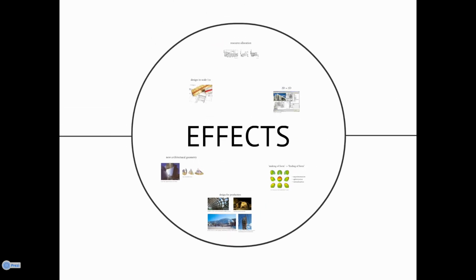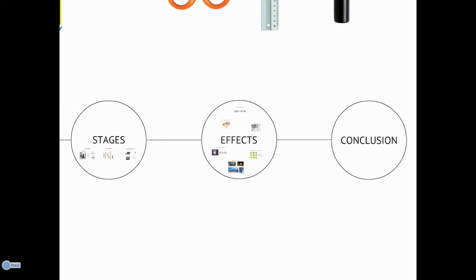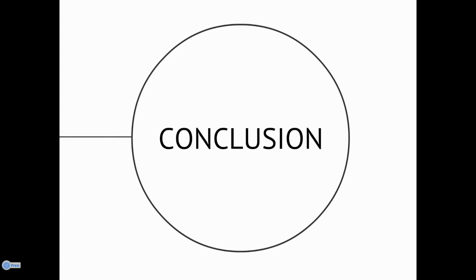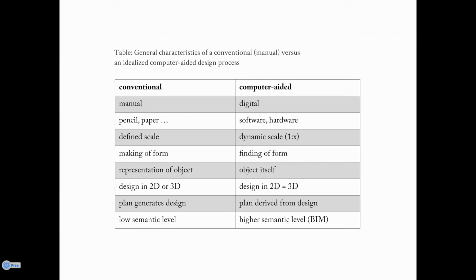I would like to conclude by comparing the characteristics of a conventional design process with a computer-aided design process. Now on the left side you see the properties of a conventional design process, where manual tools such as the pencil or the paper are being used, whereas in a computer-aided design process, digital software and hardware is being used. When the architect designs with digital software, he designs in a dynamic scale, whereas on a physical plan in a fixed scale.